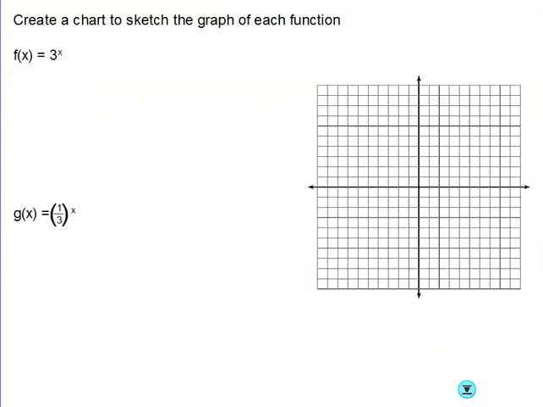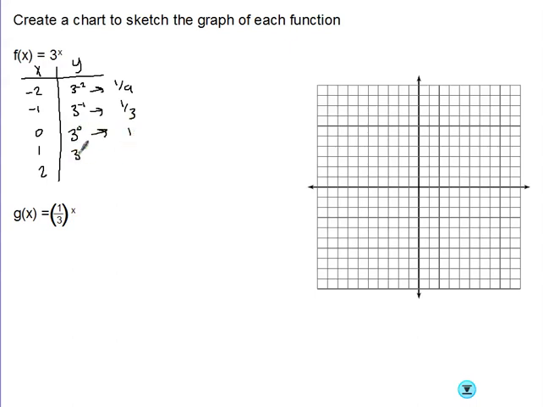To graph, we're going to go ahead and create a chart and sketch a graph of our functions. So I have my x values and my y values. The x values I'll plug in would be -2, -1, 0, 1, and 2. My y values then would be 3 to the -2nd, which would be 1/9. 3 to the -1st would be 1/3. 3 to the power of 0 would be 1. 3 to the 1st would be 3. And 3 squared would be 9.